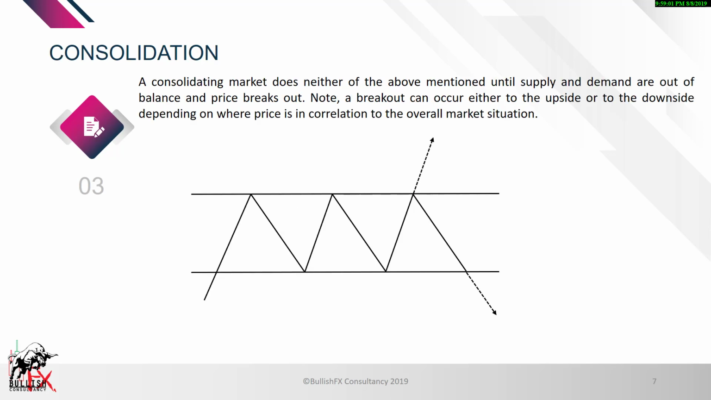A consolidating market does neither of the above. That is, it's neither an uptrend nor a downtrend. A consolidating market does neither of the above mentioned until supply and demand are out of balance and price breaks out. Please take note, a breakout can occur either to the upside or to the downside, depending on where price is in correlation to the overall structure.